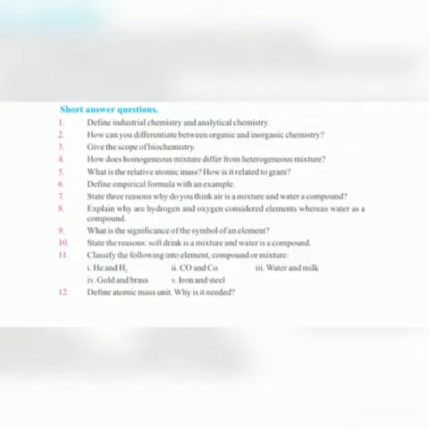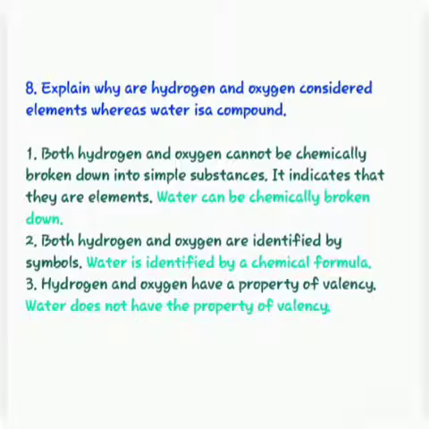Our next question is: explain why hydrogen and oxygen are considered elements whereas water is a compound. So here we have to differentiate between element and compound. The first reason why hydrogen and oxygen are considered as elements whereas water is a compound is that hydrogen and oxygen cannot be chemically broken down into simple substances, while water can be broken down into hydrogen and oxygen. So on this basis water is a compound and hydrogen and oxygen are considered as elements.